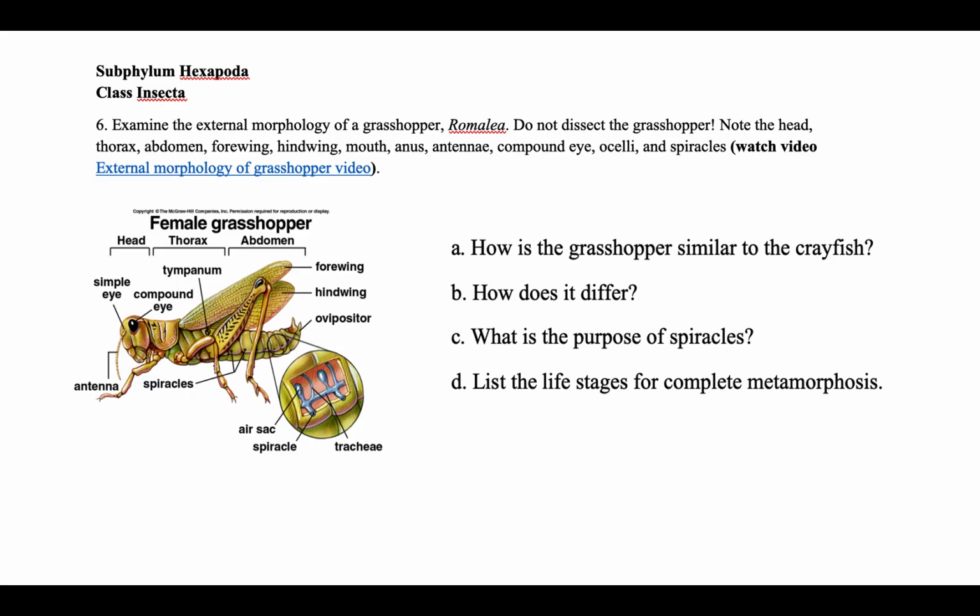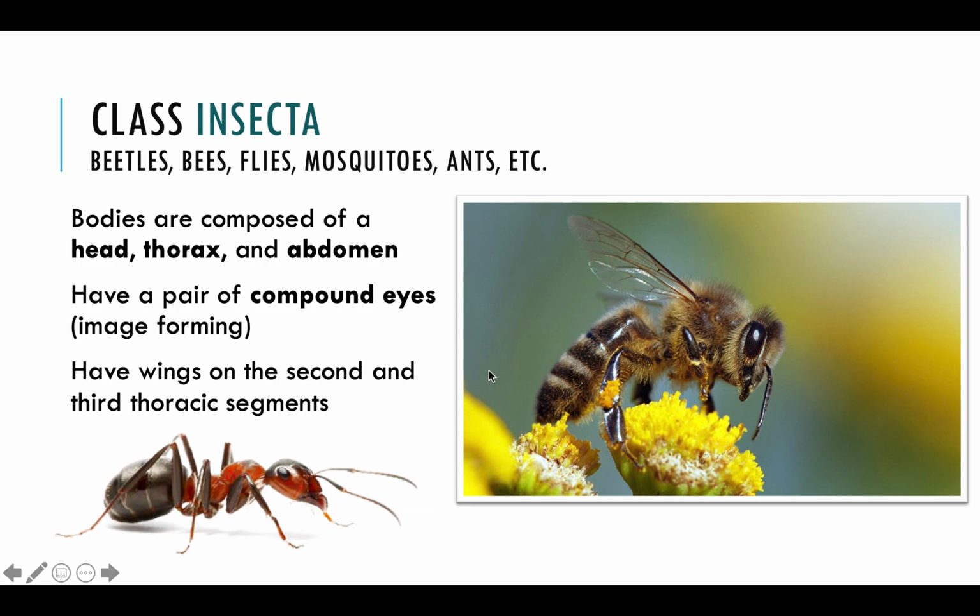So class Insecta, which we'll talk about, we're supposed to look at the grasshopper, but we aren't able to do that. So just watch a video online if you'd like. It's in the lab manual. So answer these questions. How is the grasshopper similar to the crayfish? What structures do you see on the grasshopper that are also on the crayfish? How does it differ? What's the purpose of spiracles? Okay, look those up. Read in the ebook online. List the life stages for complete metamorphosis. So these guys go through metamorphosis. So list all the different life stages that they experience.